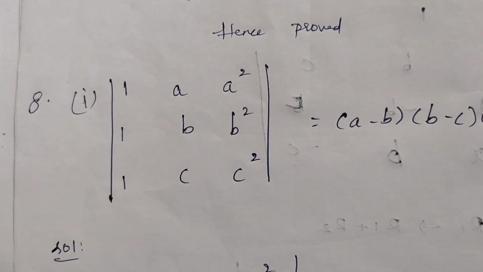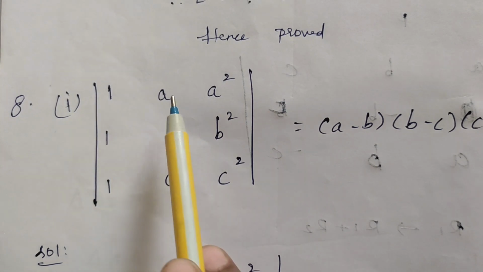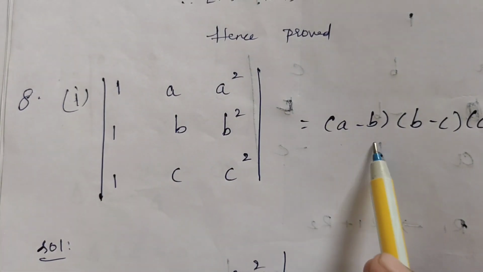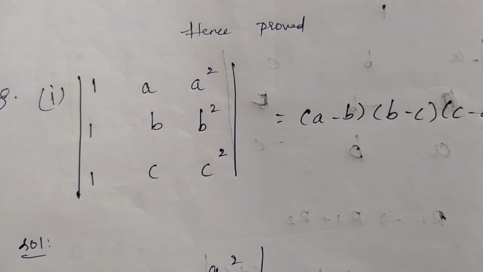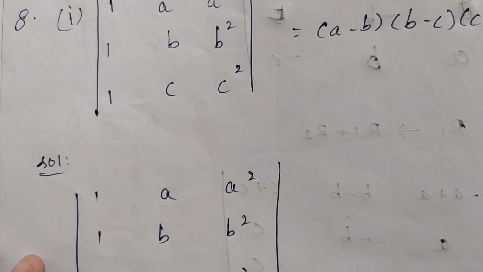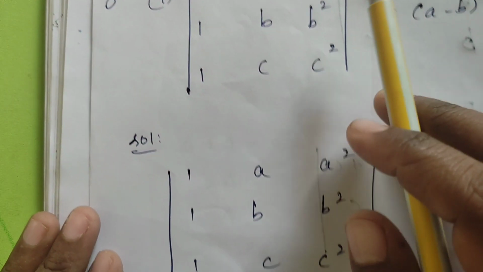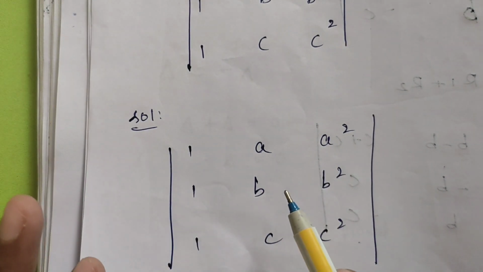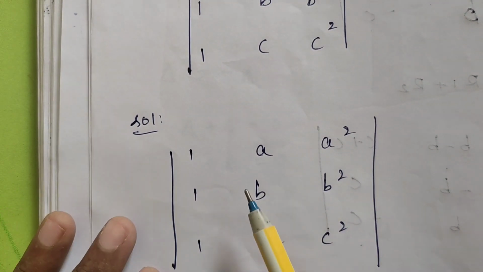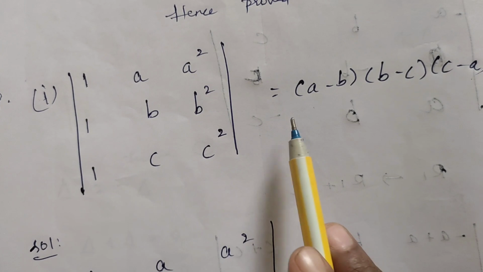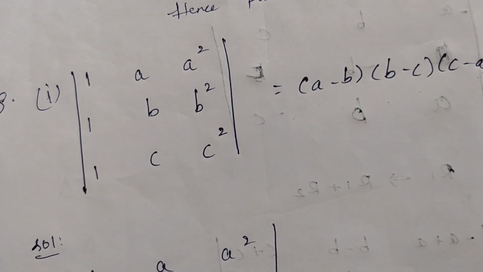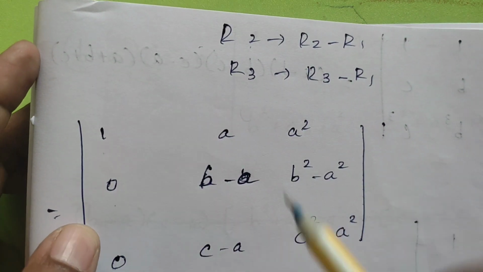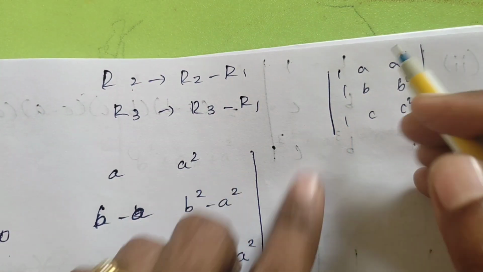The next question, determinant 1, A, A square, 1, B, B square, 1, C, C square equal to A minus B, B minus C, C minus A. So let us take the LHS and prove the RHS. Here again, same, I will make two of the elements 0, and when I find the determinant, I will reduce the determinant values so that I can find A minus B, B minus C, C minus A. The first operation is R2 tends to R2 minus R1. So we have the determinant. This is what our determinant, R2 minus R1.